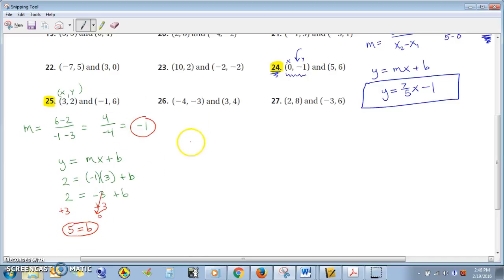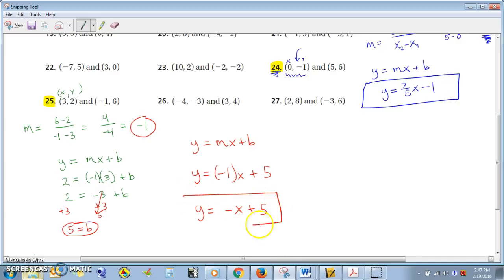So now it's pretty simple to just plug into y equals mx plus b, and I get y equals -1 times x plus 5. I just substituted my -1 in for m, I substituted my 5 in for b, but I can simplify this, make it look a little simpler. -1 times x is just -x. So that is the slope-intercept equation of the line going through these 2 points.